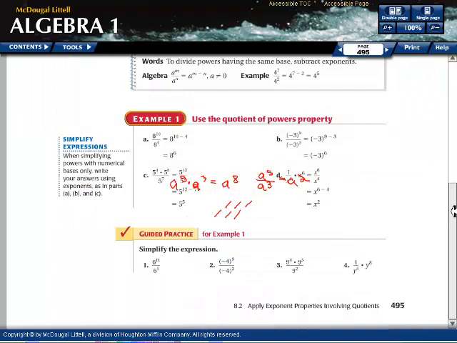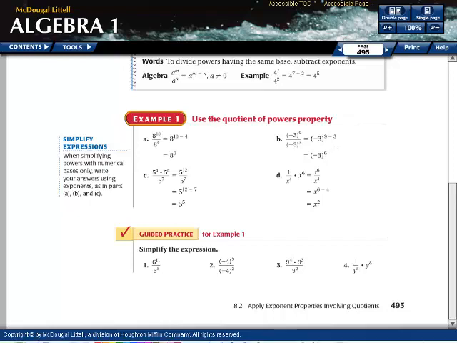All right, example 1. Example 1 has 8 to the 10th divided by 8 to the 4th. Subtract your exponents, 8 to the 6th. B, negative 3 to the 9th power divided by negative 3 to the 3rd power is negative 3 to the 9 minus 3, so negative 3 to the 6th.